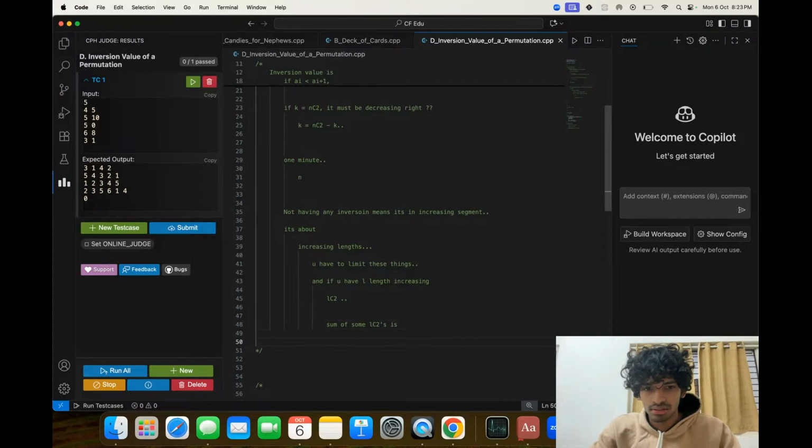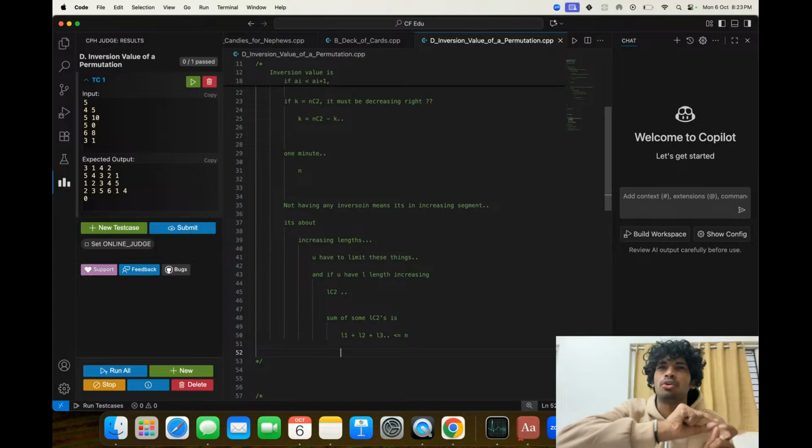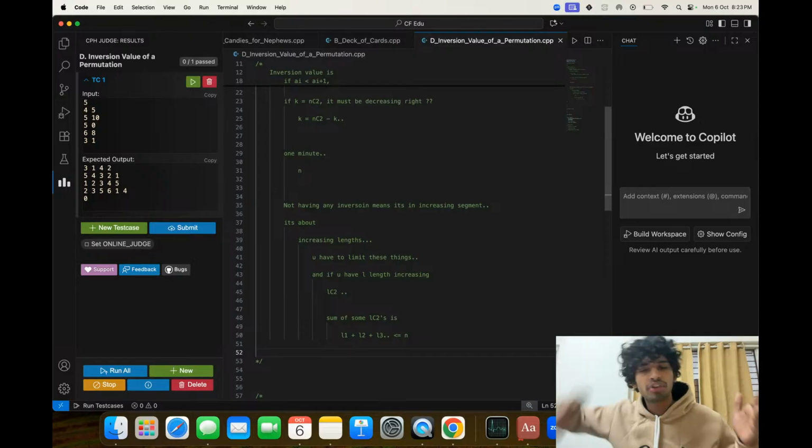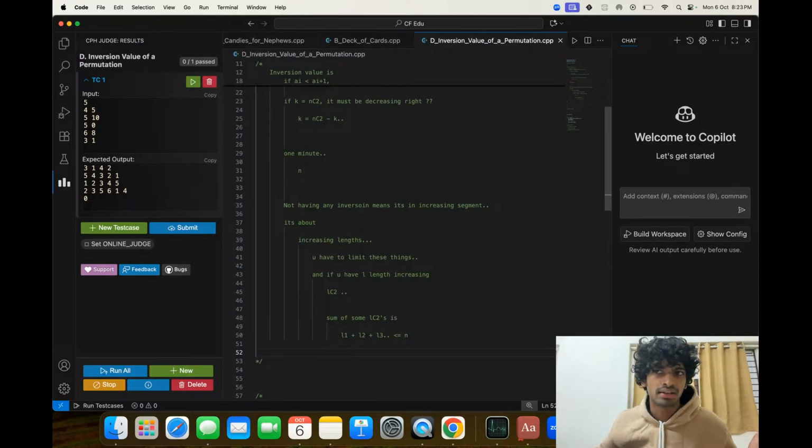Subset is L1 plus L2 plus L3 and so on, up to less than or equal to n. All of these are possible, right? All these lengths are possible. Increase, decrease, increase, decrease, increase, decrease. All these lengths are possible. If you keep on decreasing, all of them are not being taken.